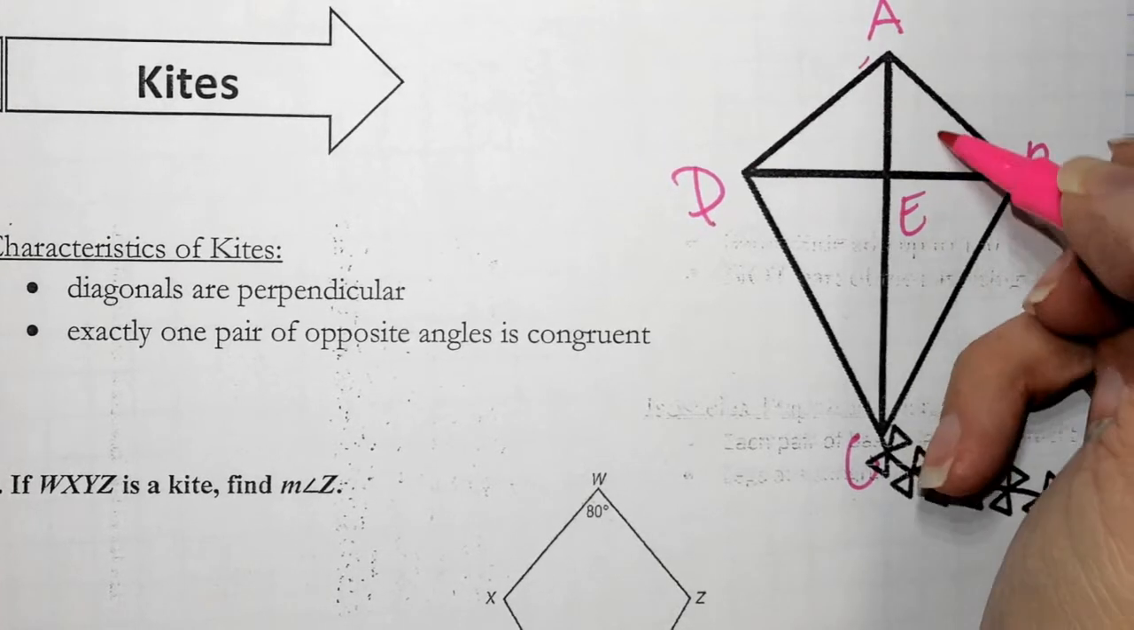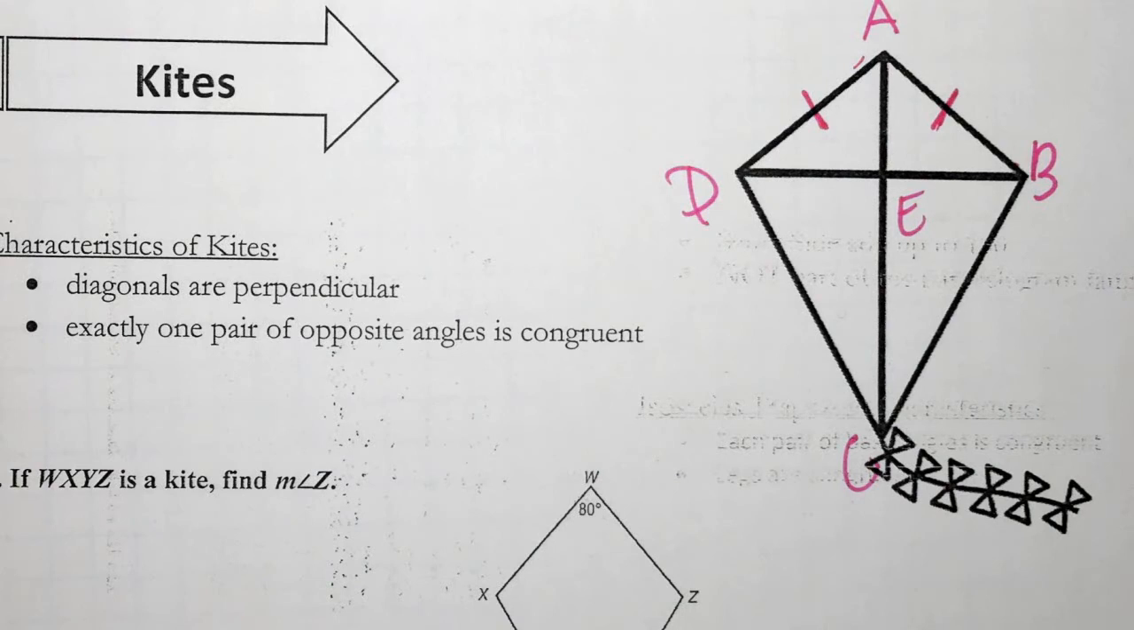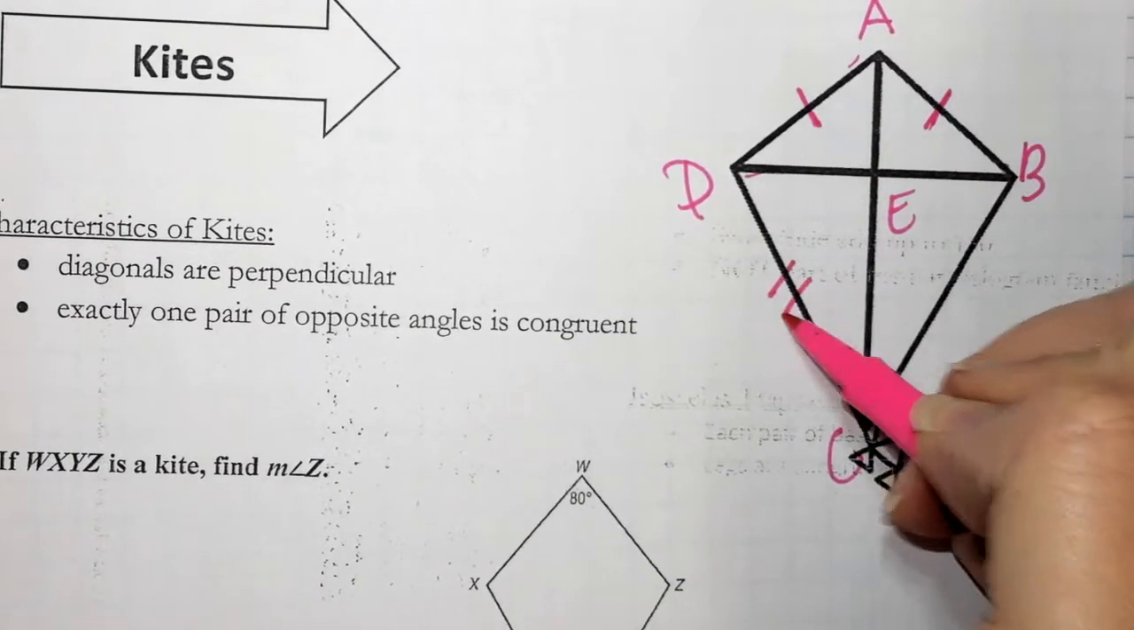What do you also know about BC and DC? Are they congruent to AD and AB? No.